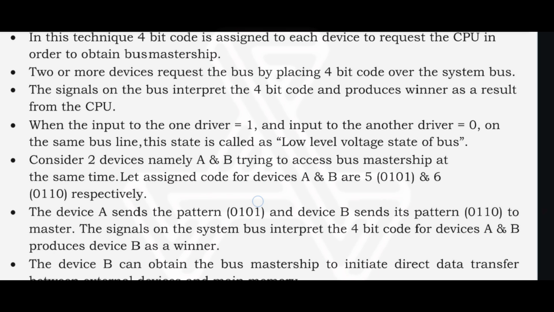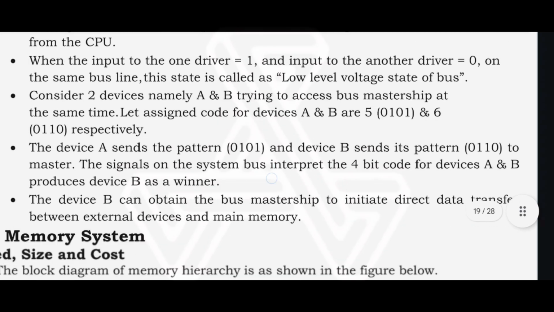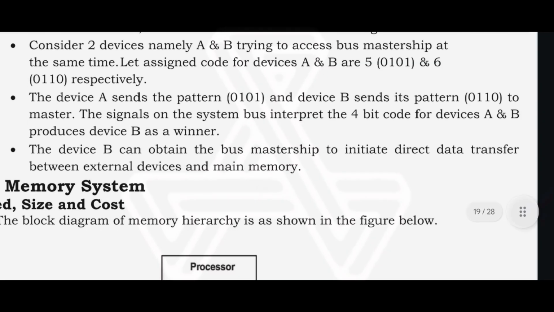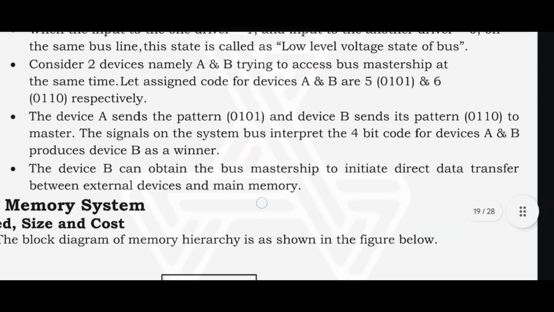Consider two devices, namely A and B, trying to access bus mastership at the same time. Let the codes assigned to devices A and B be 0101 and 0110 respectively. Device A sends the pattern 0101 and device B sends its pattern 0110 to the master. The signals on the system bus interpret the 4-bit codes for devices A and B and produce device B as the winner. Device B can obtain the bus mastership to initiate direct data transfer between the external device and main memory.